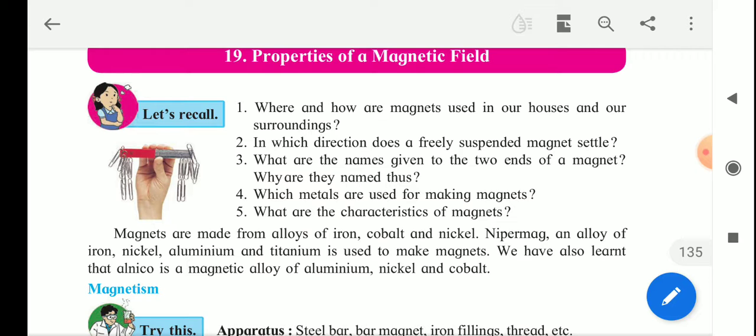Now, which metals are used for making magnets? For making magnets, Mag, that is iron, nickel, aluminium and titanium, is used. What are the characteristics of a magnet? The characteristics of the magnet are that it always points in a north-south direction. The strength of the magnetism is more at the ends than at the center. Even if you break the magnet into two pieces, each part will again be a magnet.